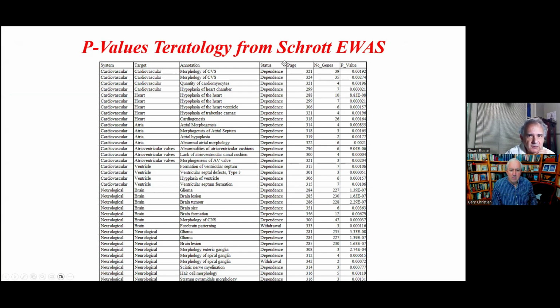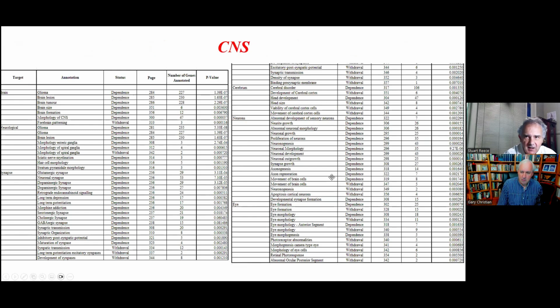And these are the p-values for the teratology from the EWAS study. This is the number of genes, and these are the p-values: the cardiovascular heart, atrioventricular valves, the brain, neurology, all these different systems coming out in this. The epigenome is the software of the genes, what controls gene expression. And of course, the genome controls everything.